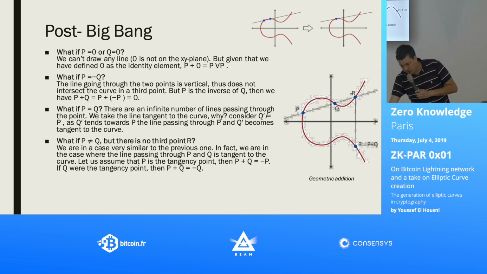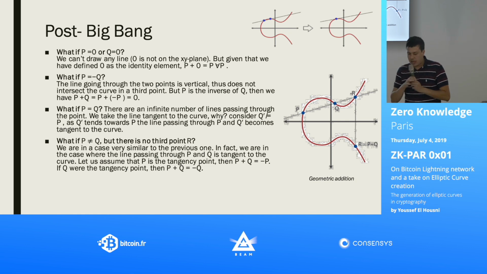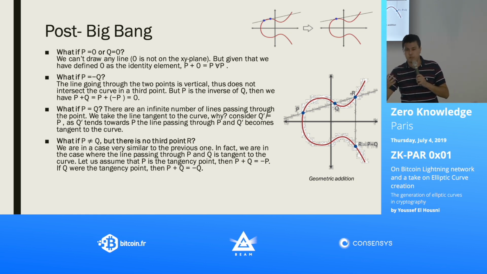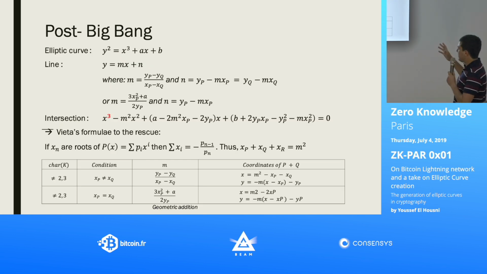So now that we have well defined our addition law, if you Google an elliptic curve addition law, this is like the geometric interpretation. So we understand how it works, but then you need to find those algebraic formulas. When you Google them, you just find those formulas, but just to explain where they come from.